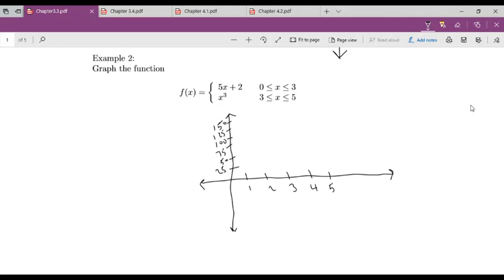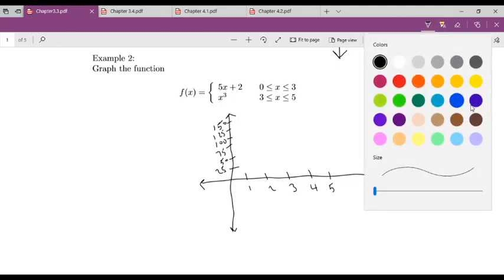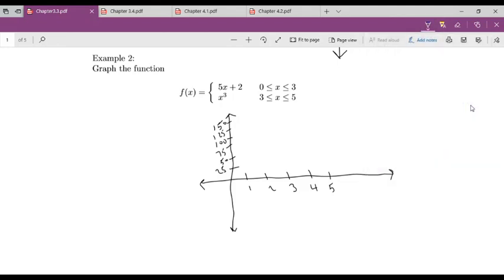Don't really need to go to 150, but we'll go there anyway. Alright, now, let me just graph it in blue. So, if I'm looking at this, I've got 5x plus 2 is my very first one. That's a straight line, okay? So 5x plus 2, that's linear.